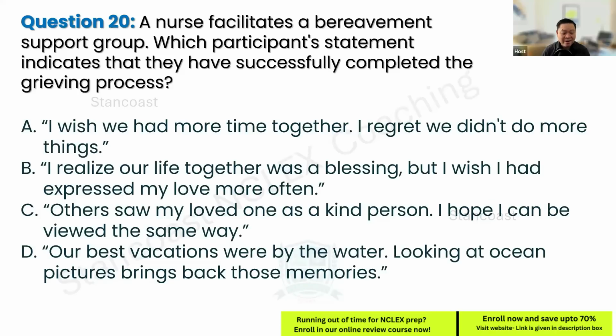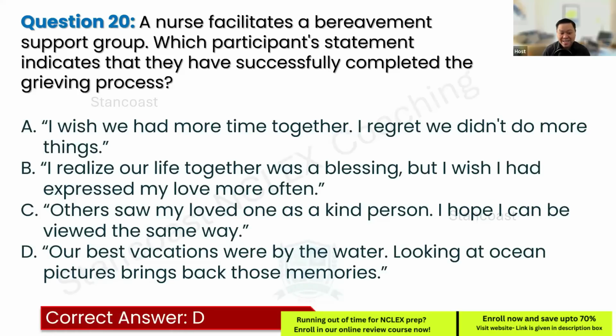The correct answer here is letter D, because this client's ability to recall fond memories without expressing regret actually indicates that the grieving process has been successfully navigated. And the person here can also remember both the positive and negative aspects of the relationship.